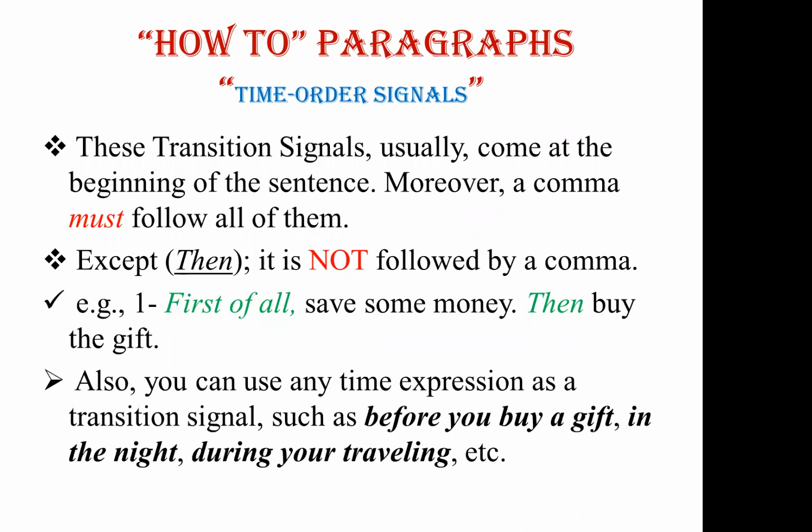These transition signals usually come at the beginning of the sentence. A comma must follow all of them, and we know that because we discussed them in chapter 2. But then is an exception, because we don't put a comma after it. It is not followed by a comma. First of all, save some money. We put a period, then we say then without putting a comma, then buy the gift.